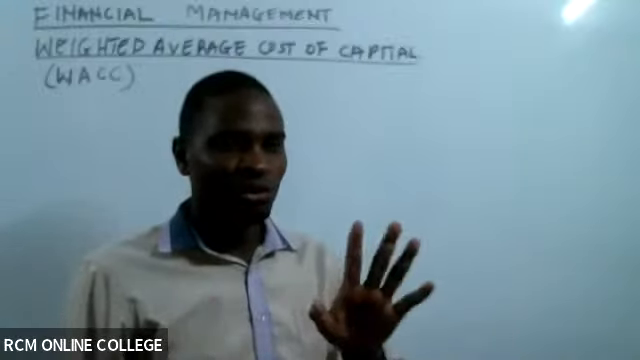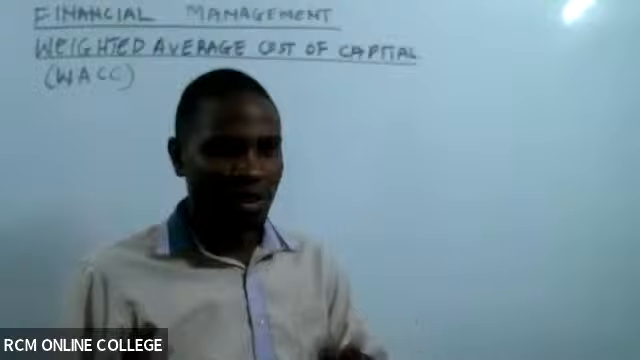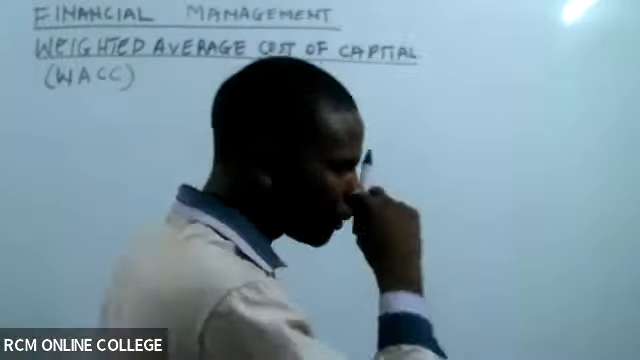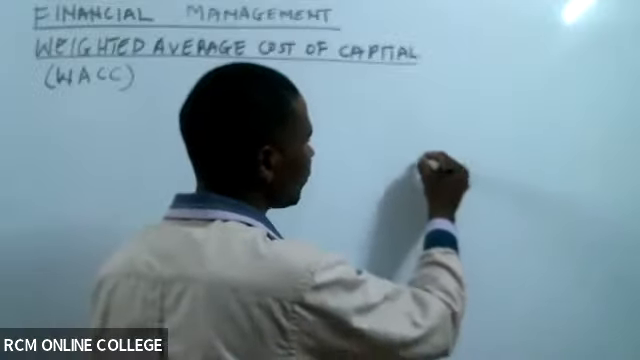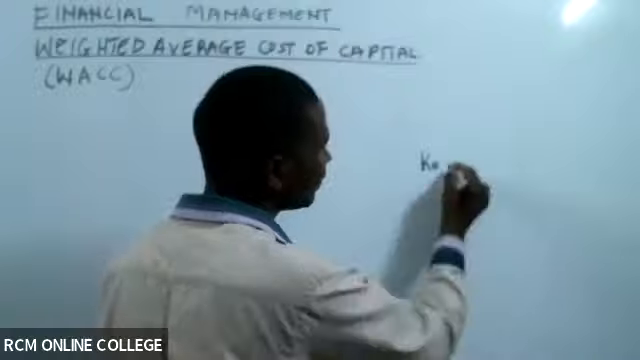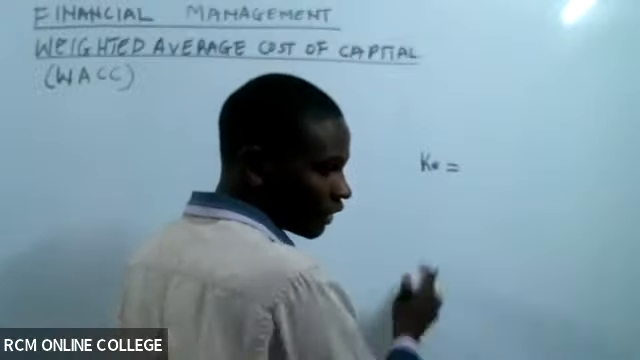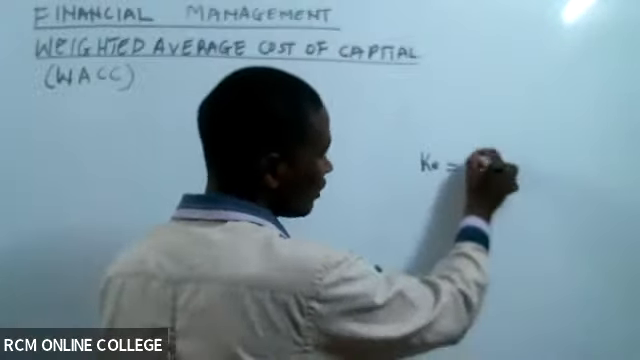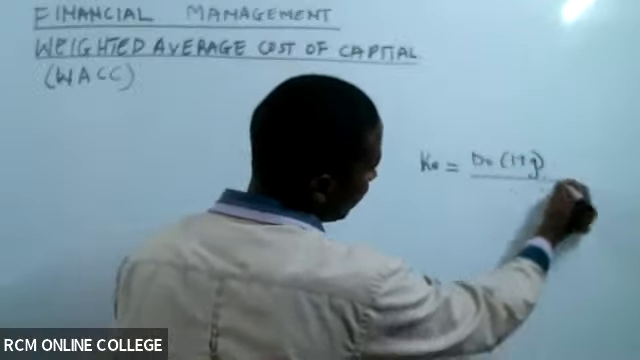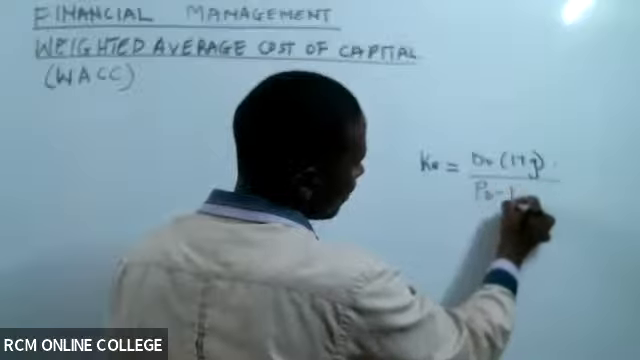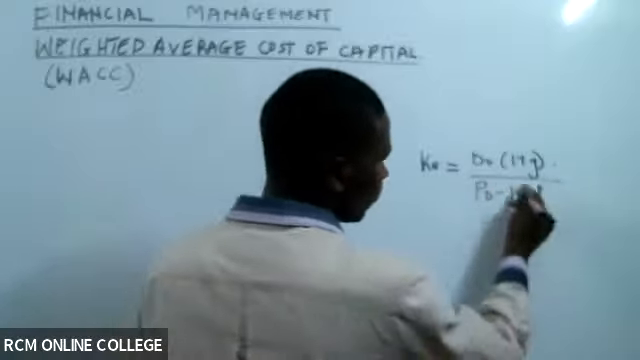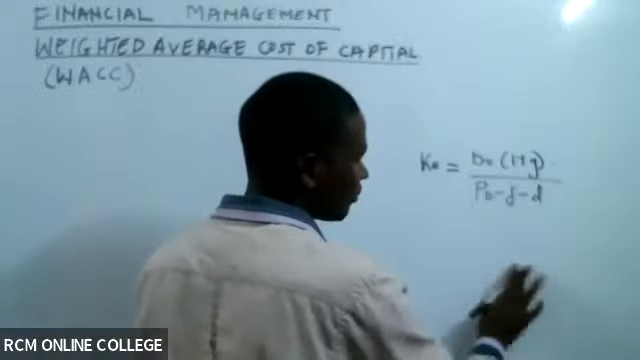Class, hizo ndizo vitu muhimu. Ukishaelewa hizo vitu kwa hii topic, the formula za hizo vitu, like for example, a recap, I don't know whether we have a new student here, but for the sake of understanding, KE, cost of equity, as far as ordinary share is concerned, is given by D0(1 plus g) divided by P0 minus F minus D. F and D stand for flotation cost and discount respectively.